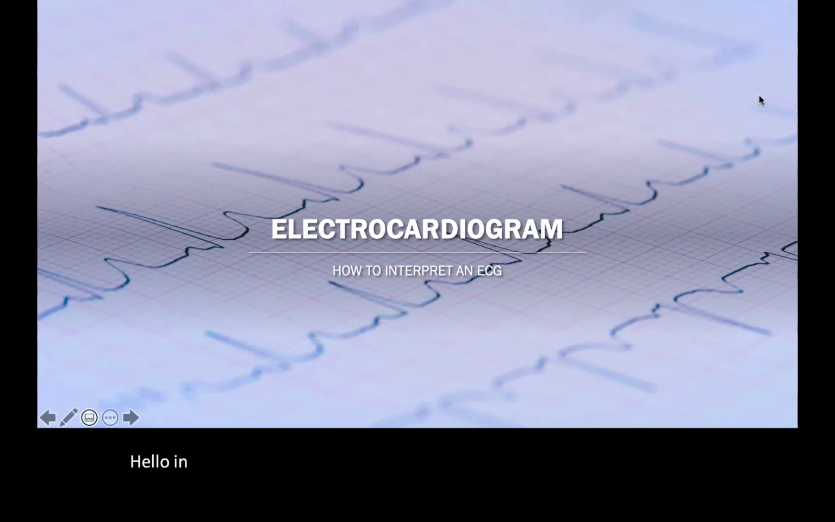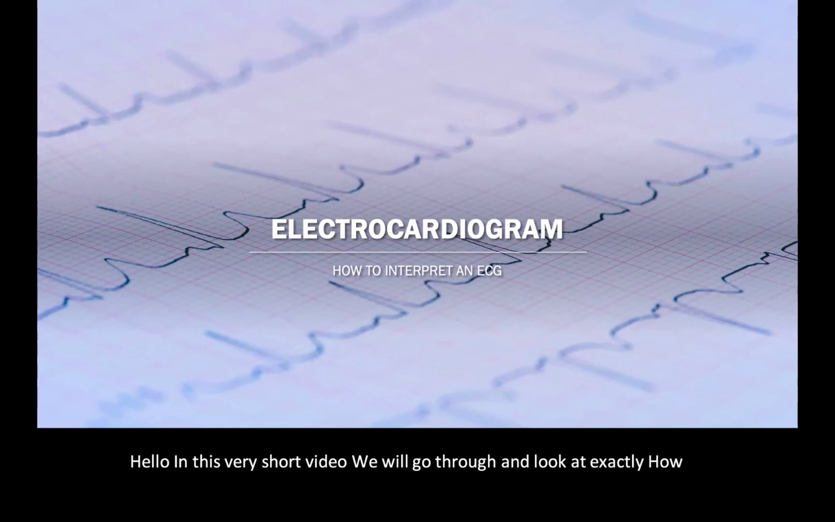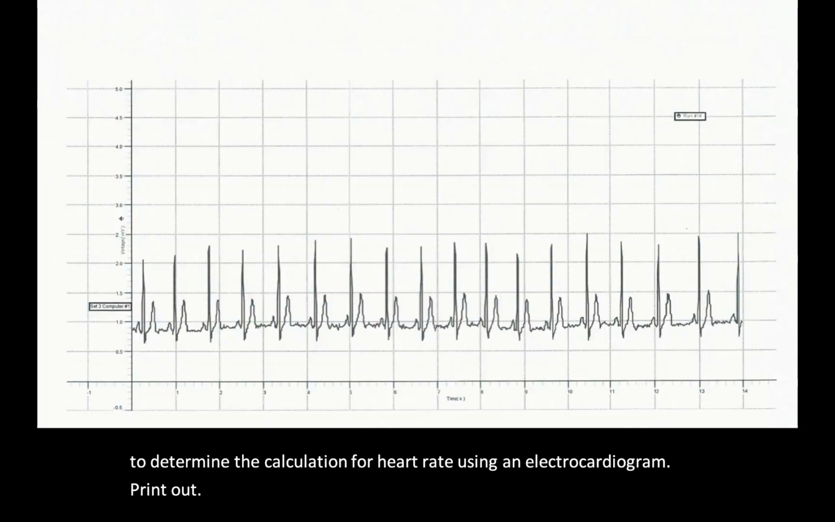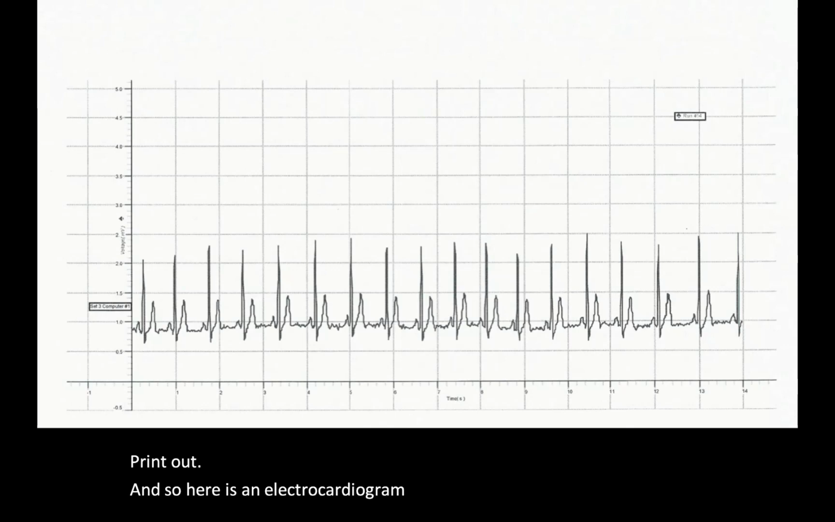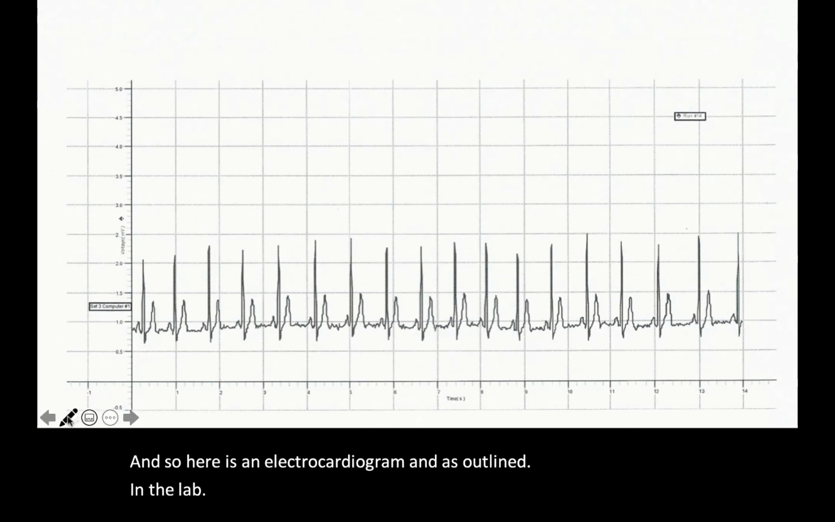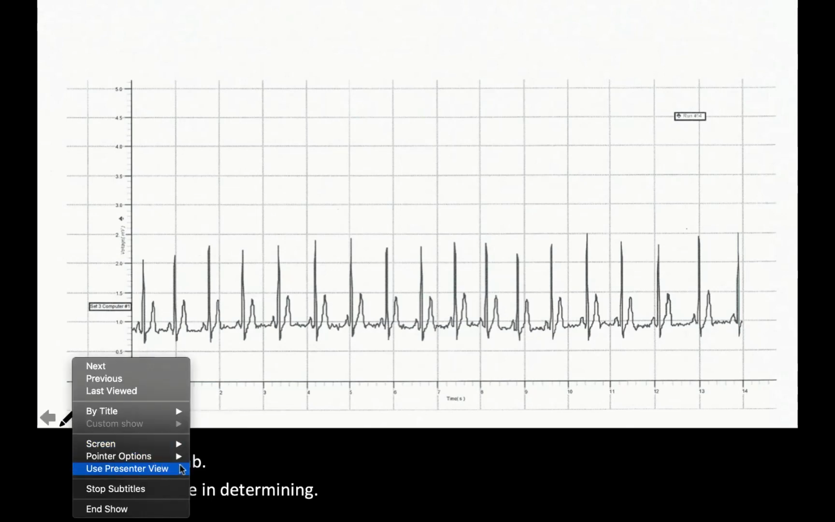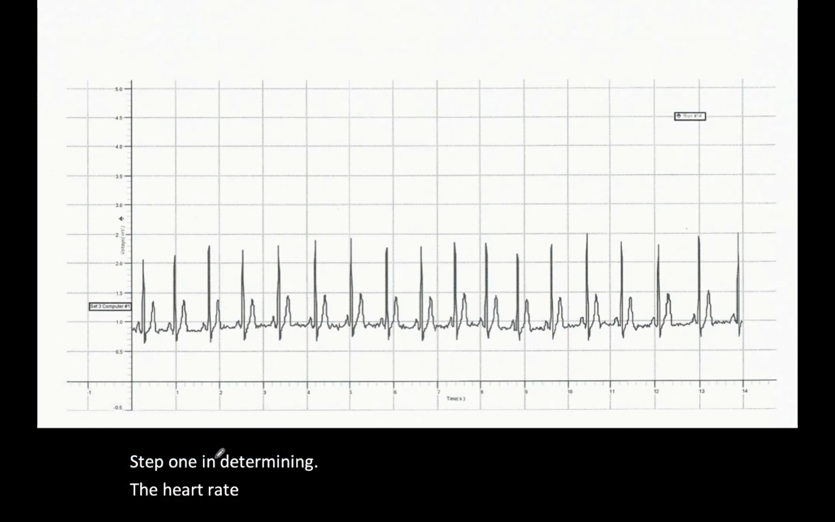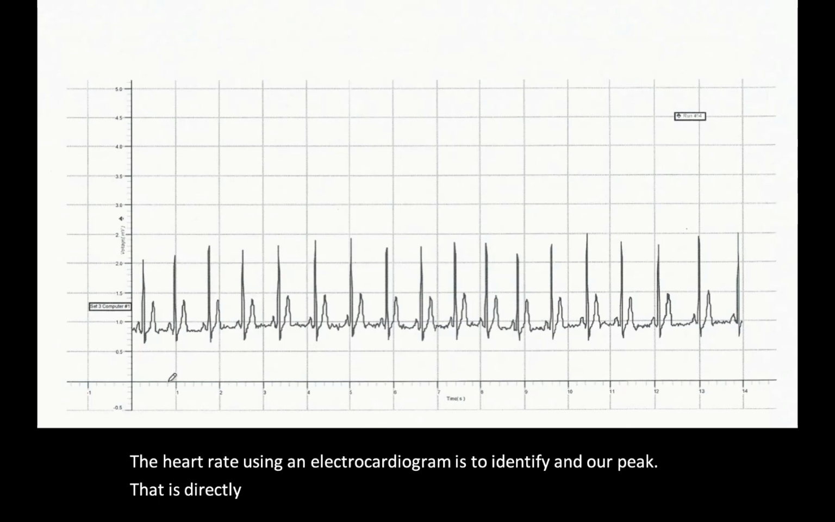Hello, in this very short video we will go through and look at exactly how to determine the calculation for heart rate using an electrocardiogram printout. And so here is an electrocardiogram, and as outlined in the lab, step 1 in determining the heart rate using an electrocardiogram is to identify an R peak that is directly on a 1 second line.